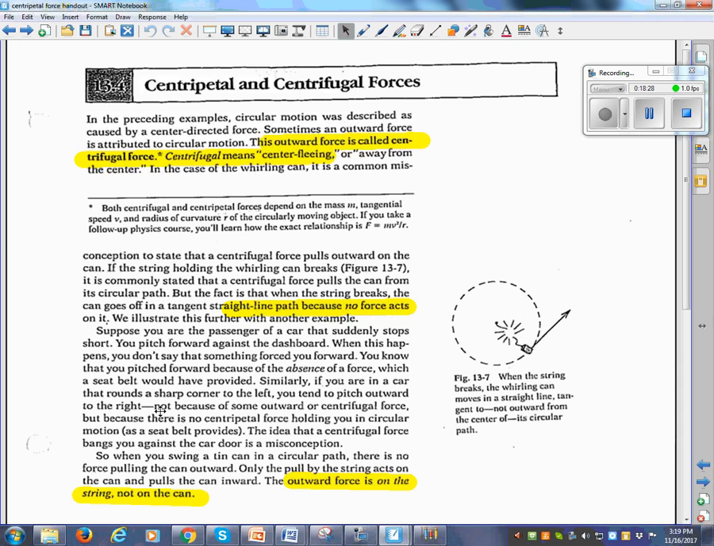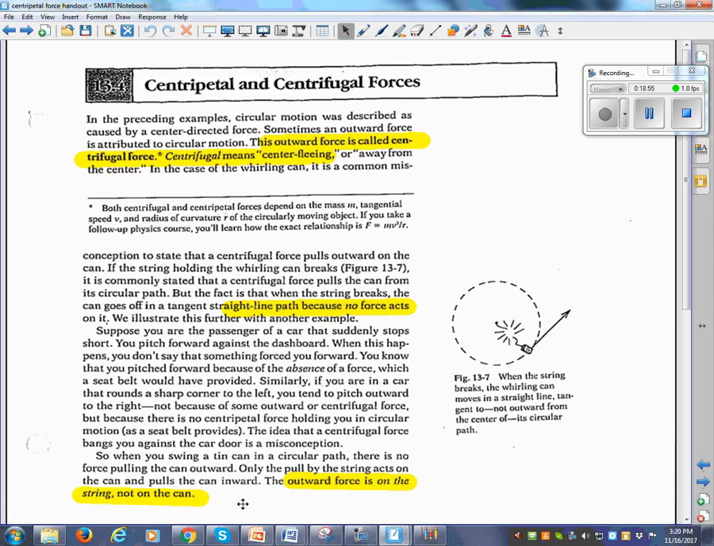It's not true. So, when you swing a tin can in a circular path, there is no force pulling the can outward. Only the pull by the string acts on the can and pulls the can inward. The outward force is on the string. Okay, that's a very important distinction. The force on the can is inward, but is there a force on the string? Yes, there is, and it is outward.